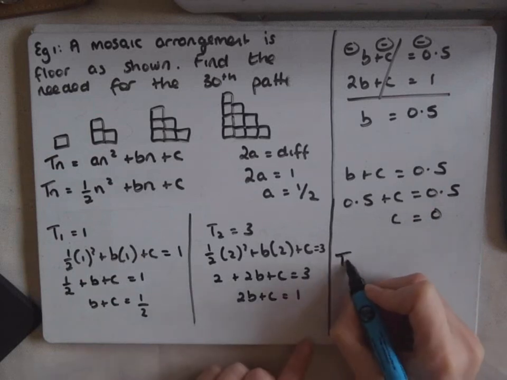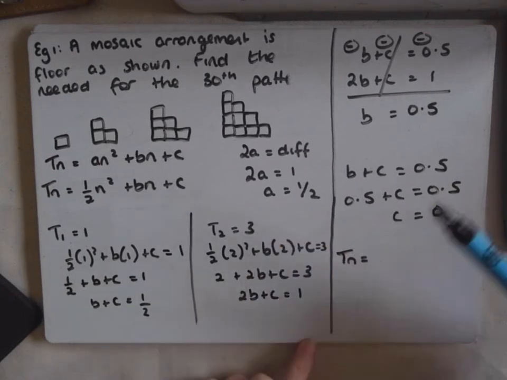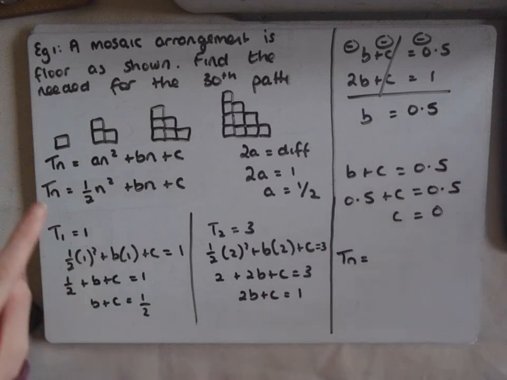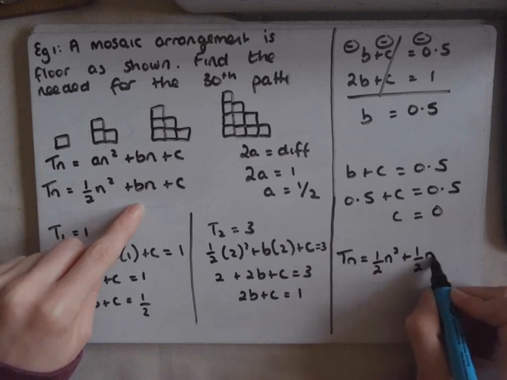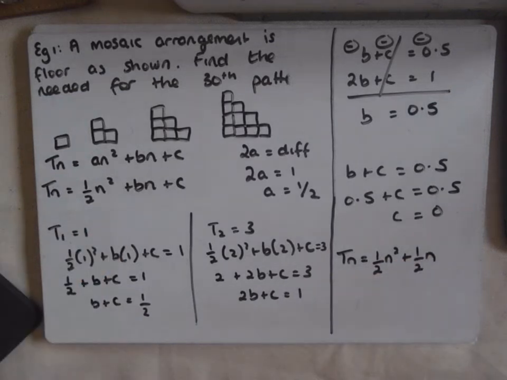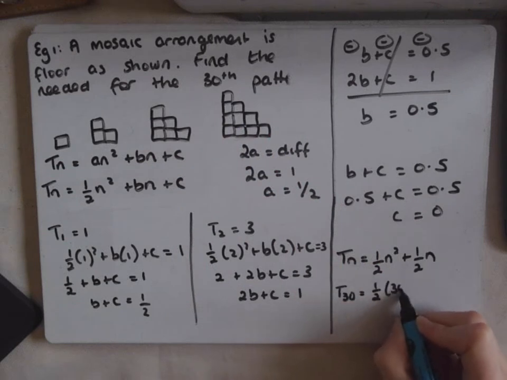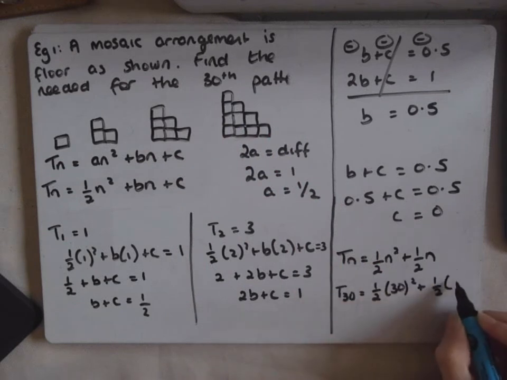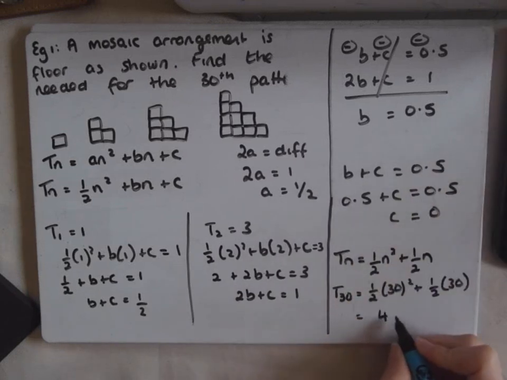So last thing, write out your general formula. a was a half, b was a half, c is 0. So back here, a half n squared plus a half n plus 0. Now the question actually asked me for the 30th pattern, so I need to do T of 30. So that's a half 30 squared plus a half 30. And when I do that I get 465.